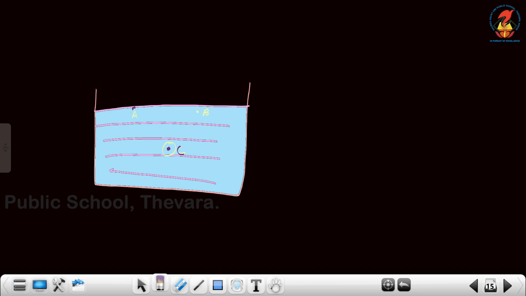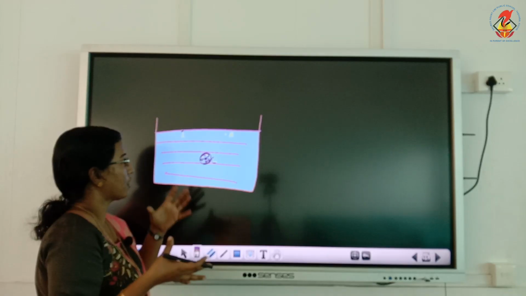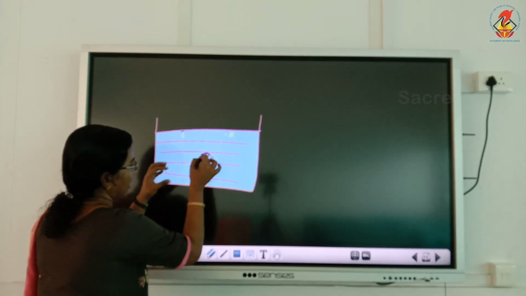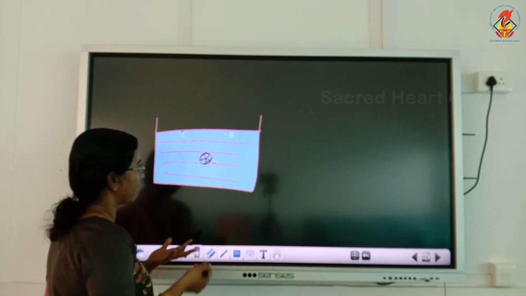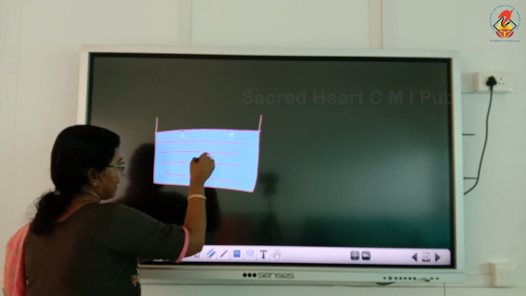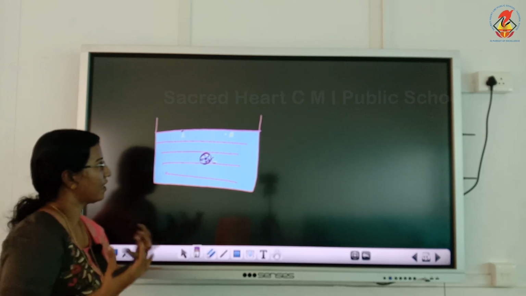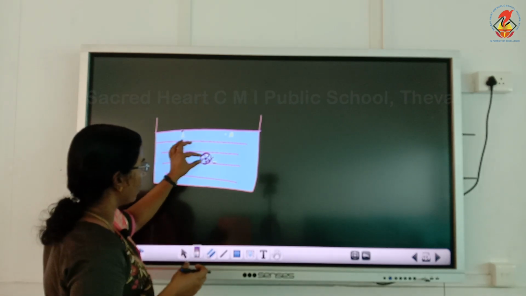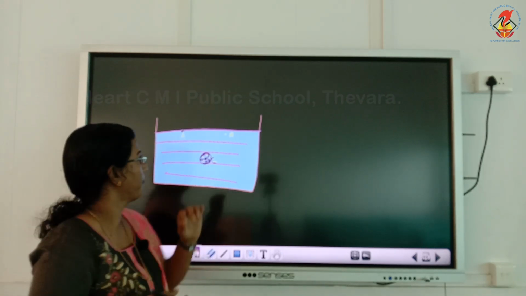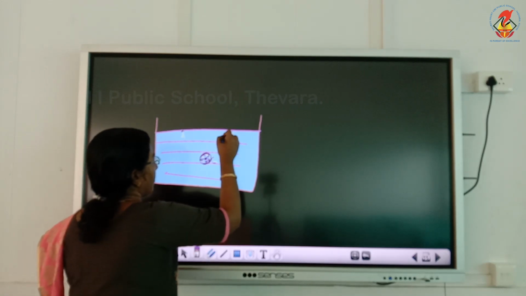Let us consider the case of point C. Imagine there is a molecule at point C, and this is the sphere of influence of that molecule. It will attract all the molecules within this range, in all directions, which means the net force acting on the molecule at point C will be equal to 0. Now let us take the case of a molecule at point B.